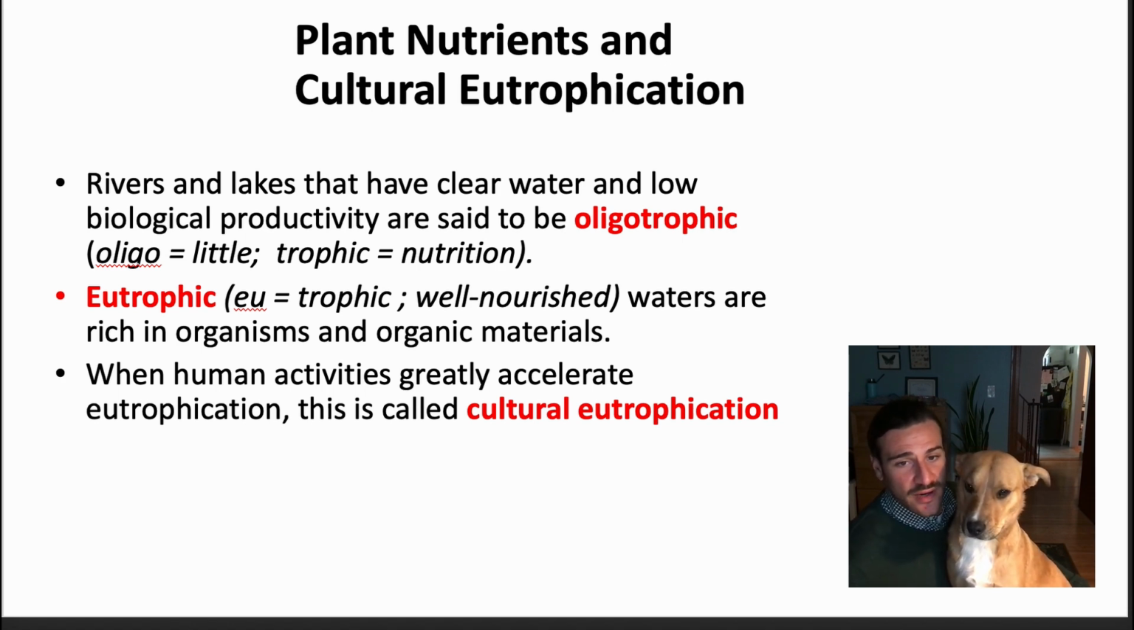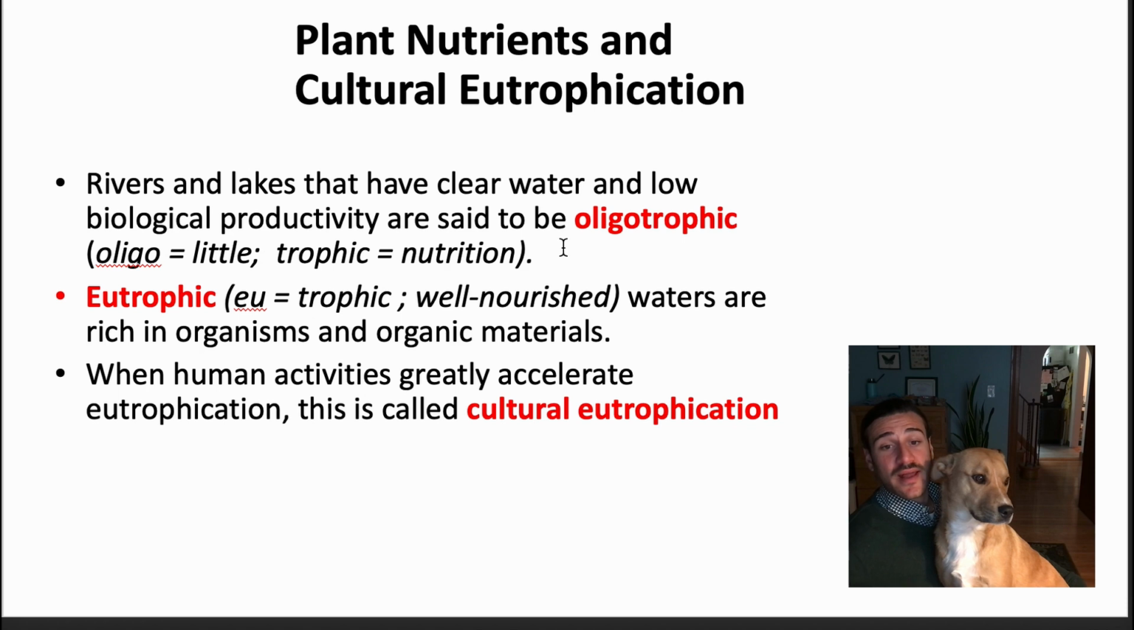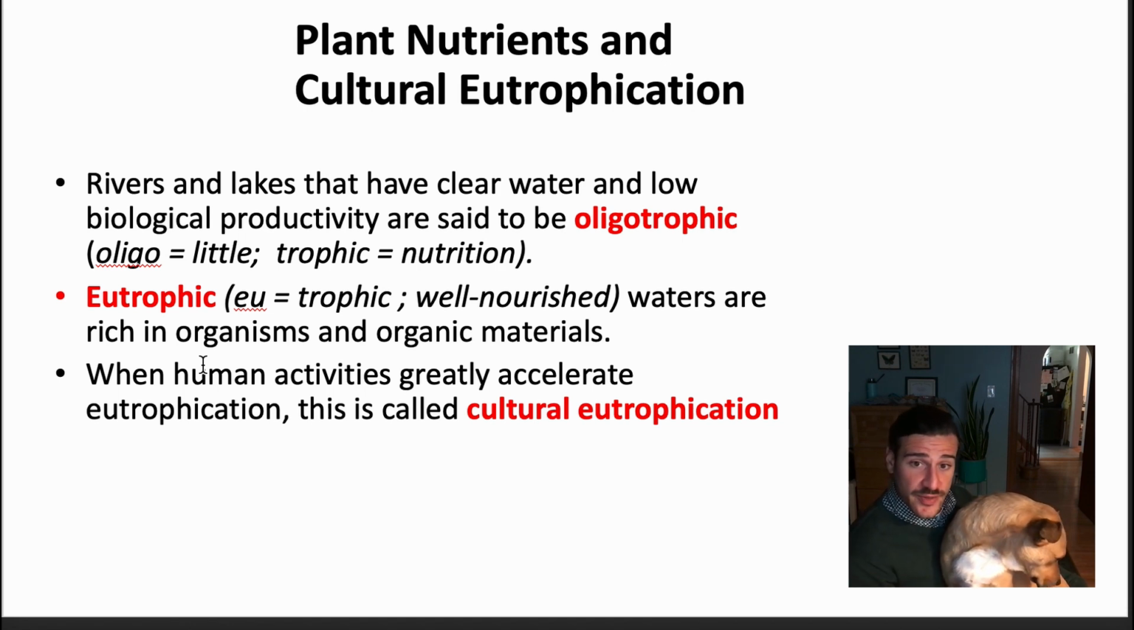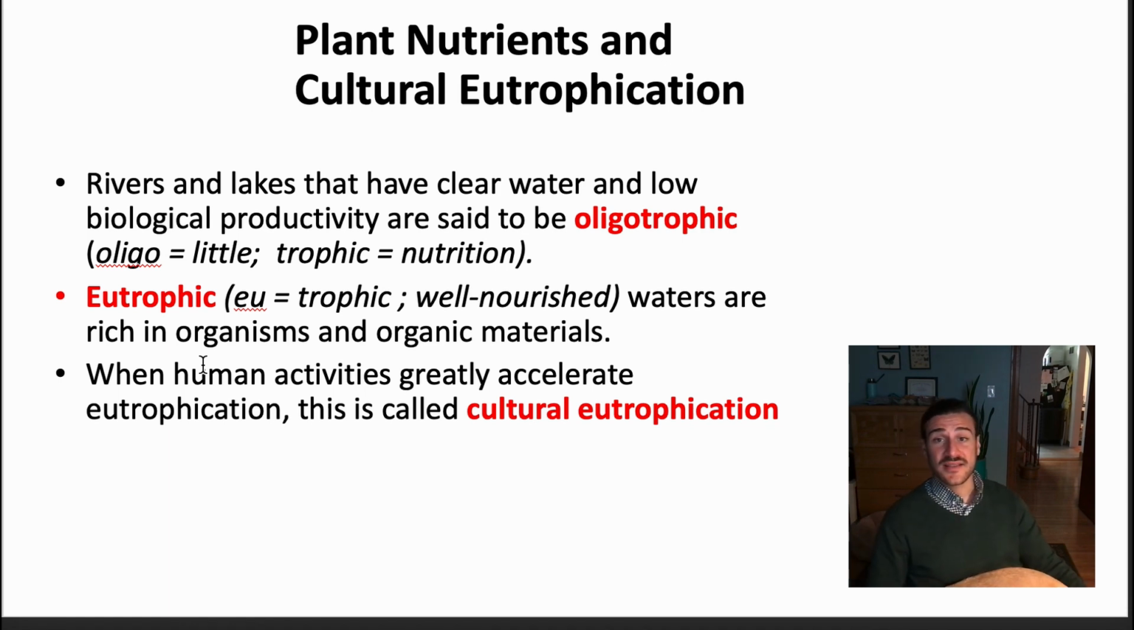Plant nutrients and cultural eutrophication. Rivers and lakes that have clear water and low biological productivity are said to be oligotrophic. So if water is really, really clear, there probably isn't a lot of nutrients in it, so we call those lakes oligotrophic. Oligotrophic lakes are extremely rare now because humans are constantly interacting with freshwater systems, and we tend to increase the nutrient loads in these systems.